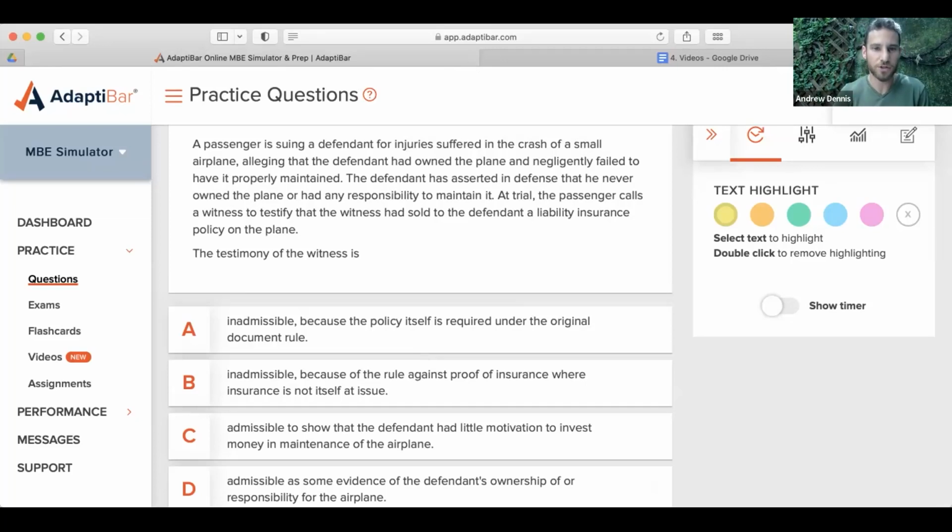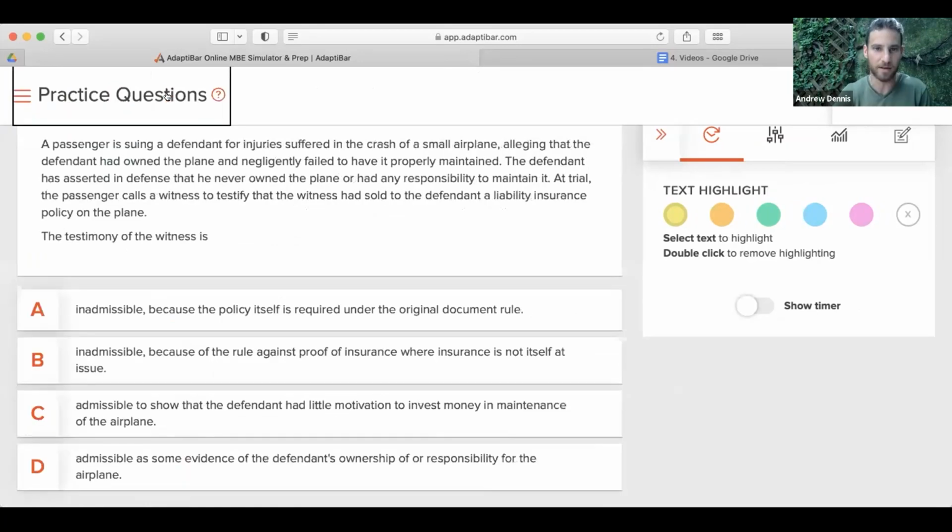All right. A passenger is suing a defendant for injuries suffered in the crash of a small plane, alleging that the defendant had owned the plane and negligently failed to have it properly maintained. The defendant has asserted in defense that he never owned the plane or had any responsibility to maintain it. At trial, the passenger calls a witness to testify that the witness had sold to the defendant a liability insurance policy on the plane. The testimony of the witness is inadmissible because the policy itself is required in the original document rule. Inadmissible because of the rule against proof of insurance, where insurance is not itself at issue. Admissible to show that the defendant had little motivation to invest money in maintenance of the airplane, and admissible as some evidence of the defendant's ownership or responsibility for the airplane.